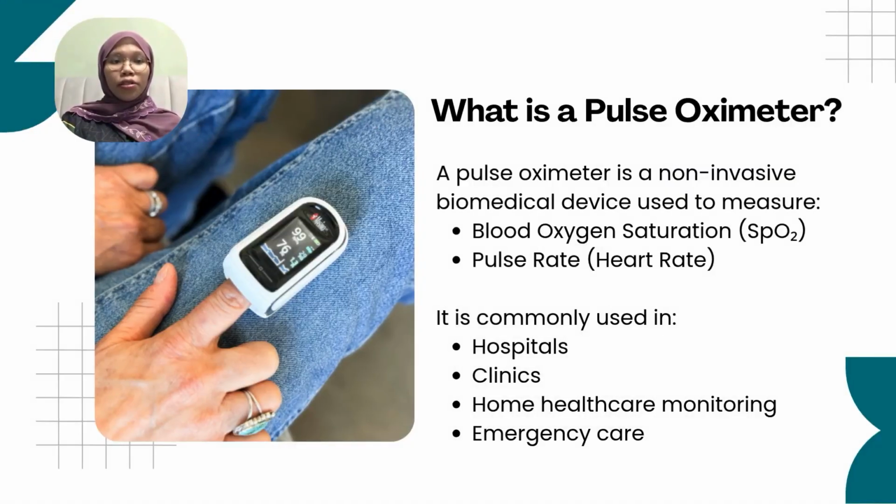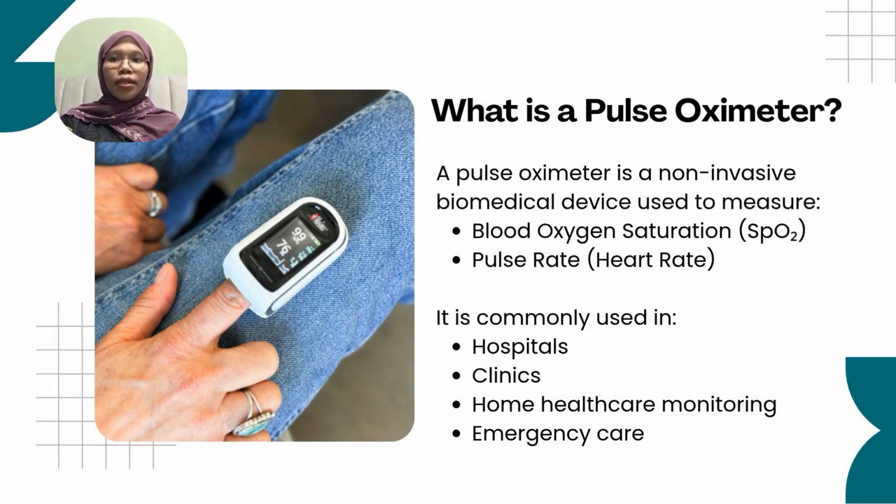What is a pulse oximeter? Pulse oximeter is a non-invasive biomedical device that measures two important health parameters: blood oxygen saturation, also known as SpO2, and pulse rate or heart rate.